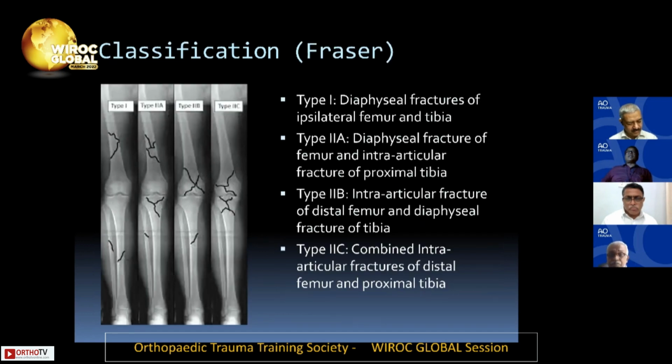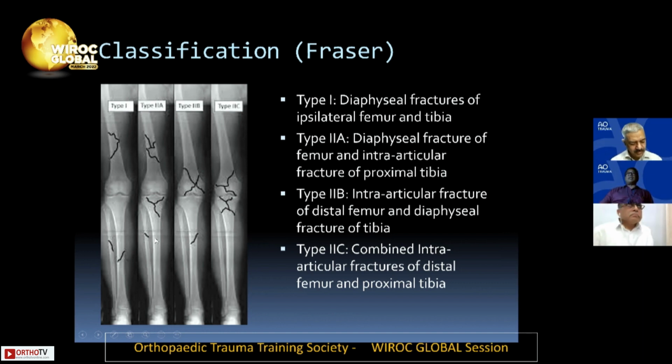This was the classification which is usually used, done by Fraser. Type 1 is the diaphyseal fractures of the ipsilateral femur and tibia, so you have it in the diaphysis mostly. And type 2 is a combination of diaphyseal and intra-articular injuries, or it can be both intra-articular injuries.